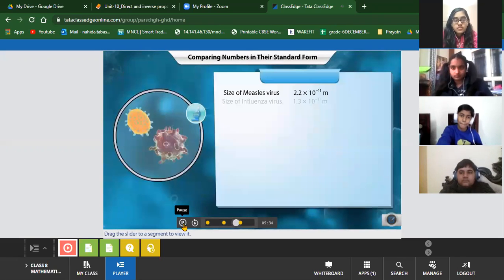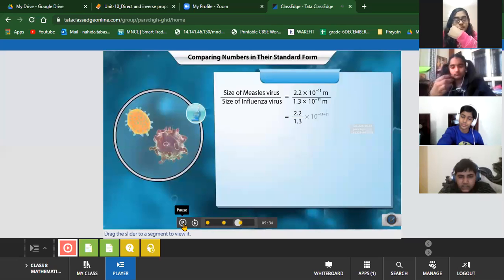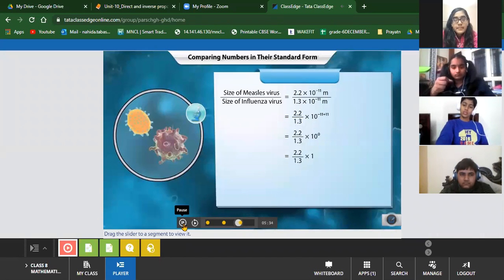We will follow the same procedure as we did for very large numbers, except in this case we will divide the size of the measles virus by the size of the influenza virus. Simplifying the equation using laws of exponents, we get a value of approximately 1.69.